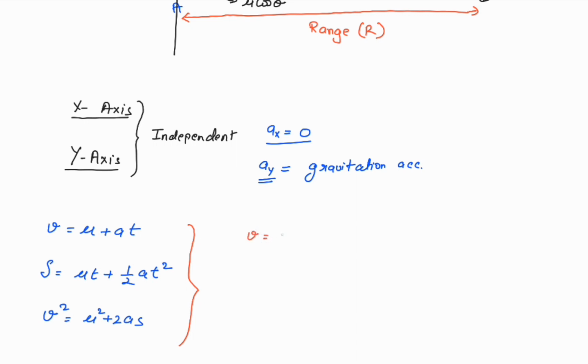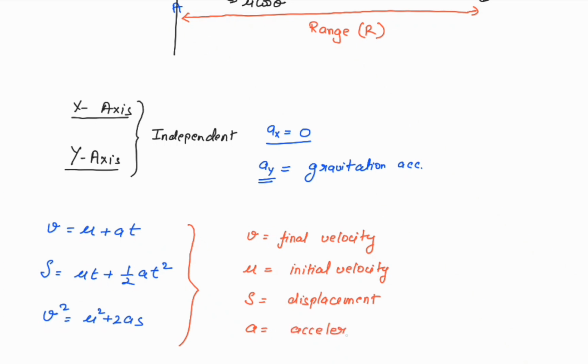What is v over here? v is the final velocity. Okay. What does u represent here? u represents the initial velocity. What is s? We know for straight line motion, we are considering s as displacement. What is a? a is the acceleration. And what is t? t is time. These three equations we are going to use in projectile motion.